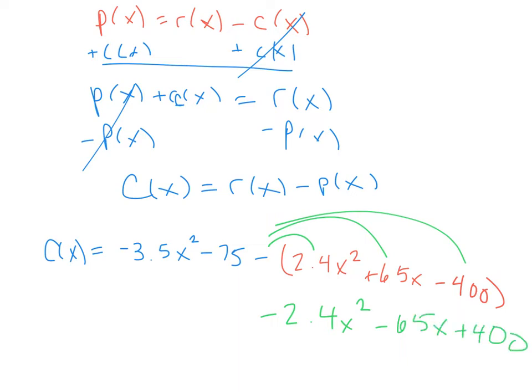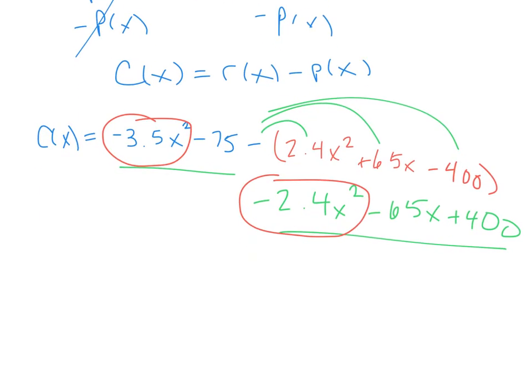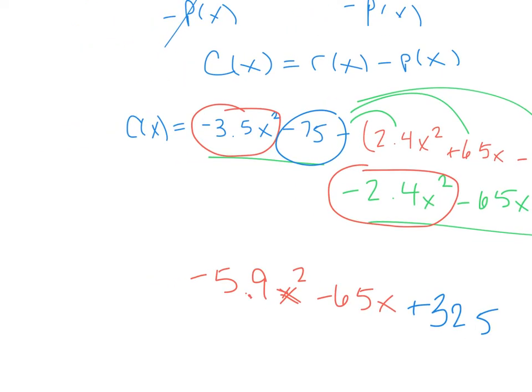And now I can add my like terms between this and this. So my negative 3.5x squared and my negative 2.4x squared will give me a combination of negative 5.9x squared. And again, I'm going to put that in the front because it's the highest exponent. And then I'll have the negative 65x all by itself because it's the only x value. But this negative 75 and the 400 will add to a positive 325. I'm going to label this my C of x. So C of x equals this.